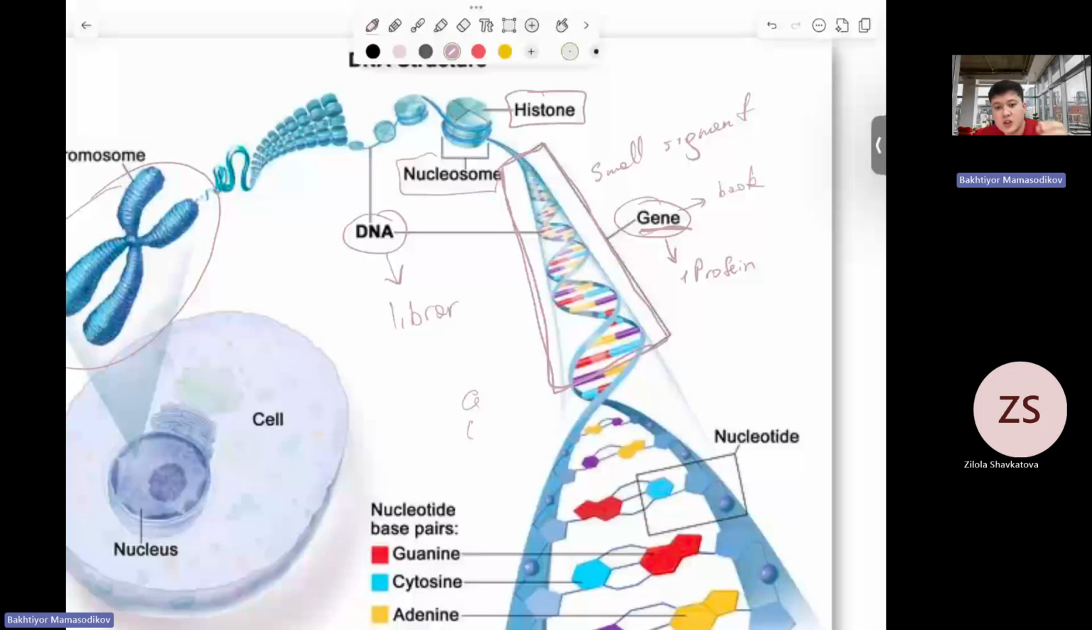You have, for example, the keratin gene. The function of the keratin gene is to make the protein which we call keratin, and the function of that keratin is to build hair, nails, and your skin. Also we have the amylase gene. Amylase makes the amylase enzyme. This is also a protein. Its function is to help digest your carbs in your mouth.